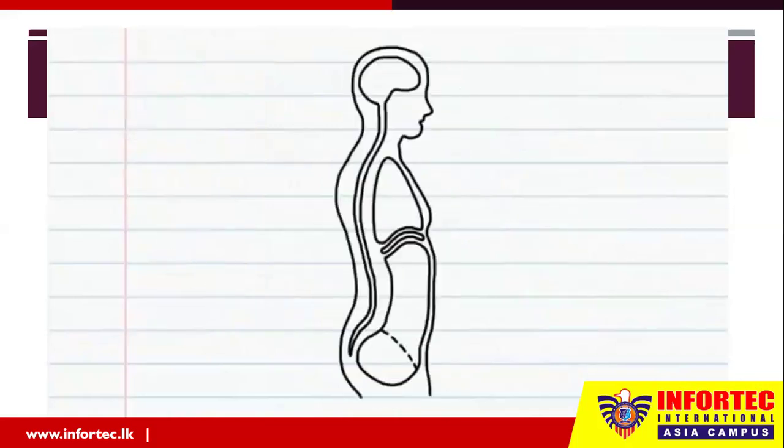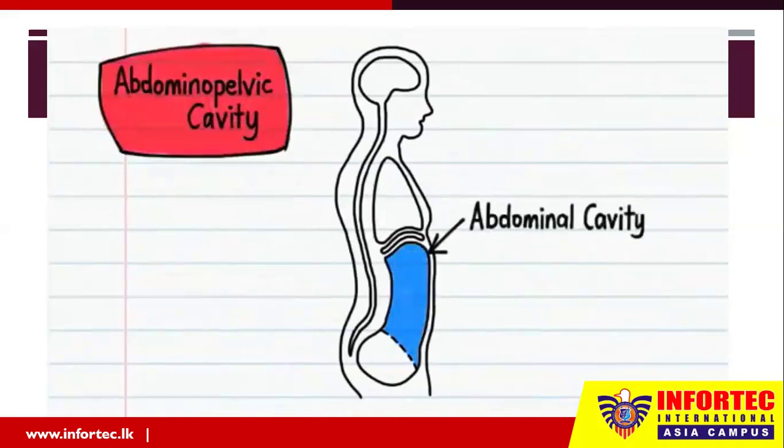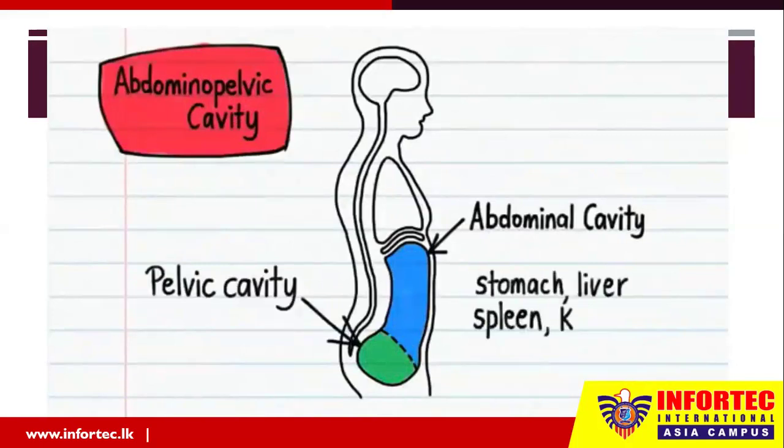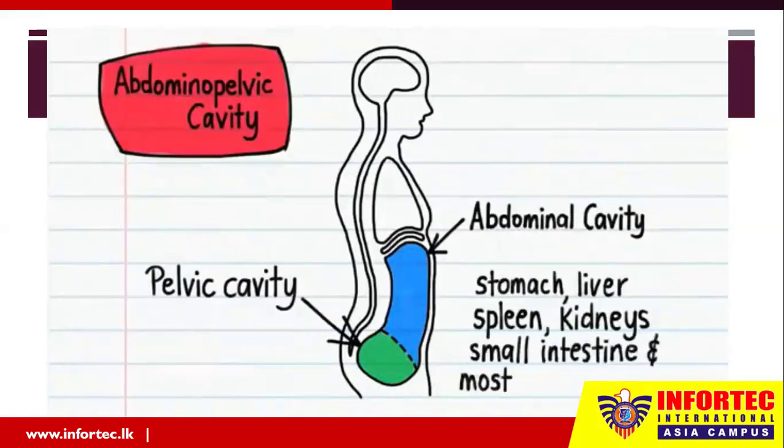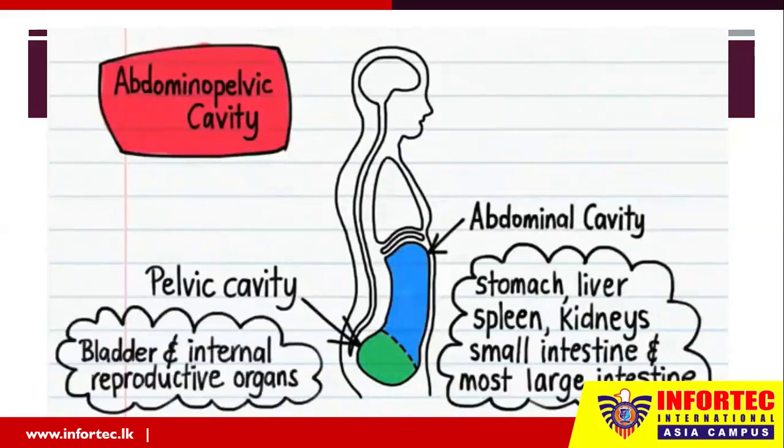The abdominopelvic cavity can be subdivided into a superior abdominal cavity and an inferior pelvic cavity. The abdominal cavity contains the stomach, liver, spleen, kidneys, small intestine, and most of the large intestine. The pelvic cavity contains the bladder and internal reproductive organs.